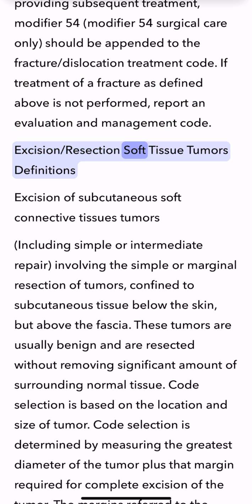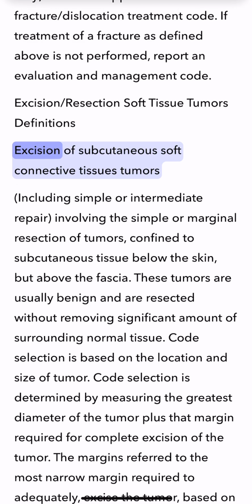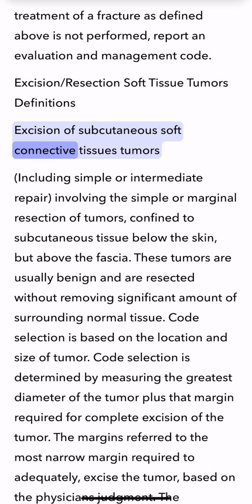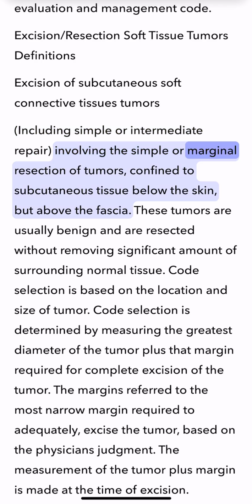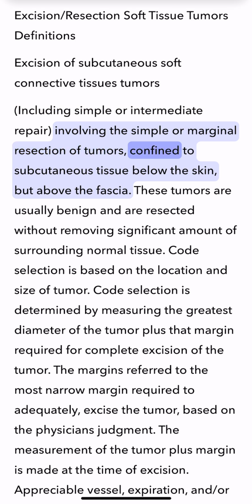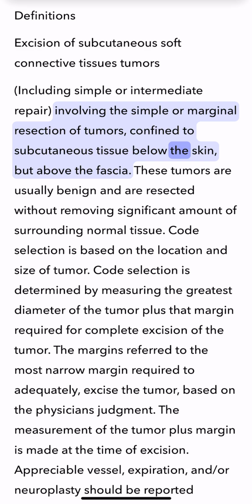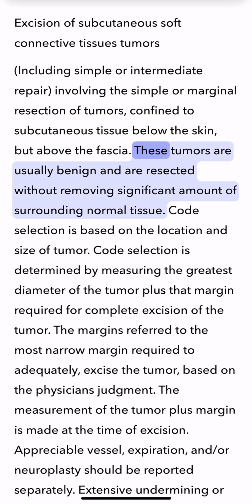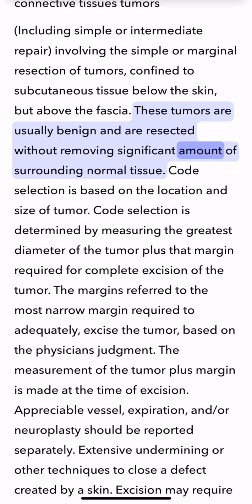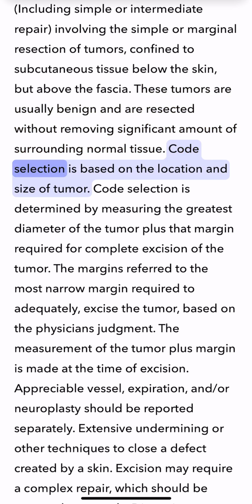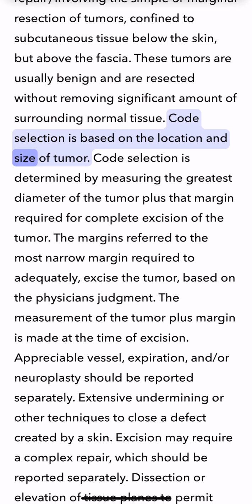Excision resection soft tissue tumors definitions. Excision of subcutaneous soft connective tissue tumors, including simple or intermediate repair, involving the simple or marginal resection of tumors confined to subcutaneous tissue below the skin, but above the fascia. These tumors are usually benign and are resected without removing a significant amount of surrounding normal tissue. Code selection is based on the location and size of tumor.